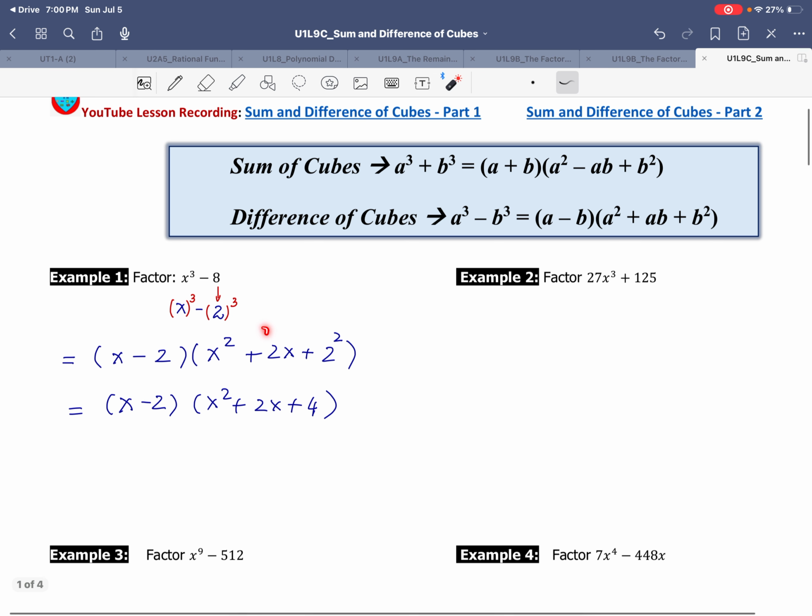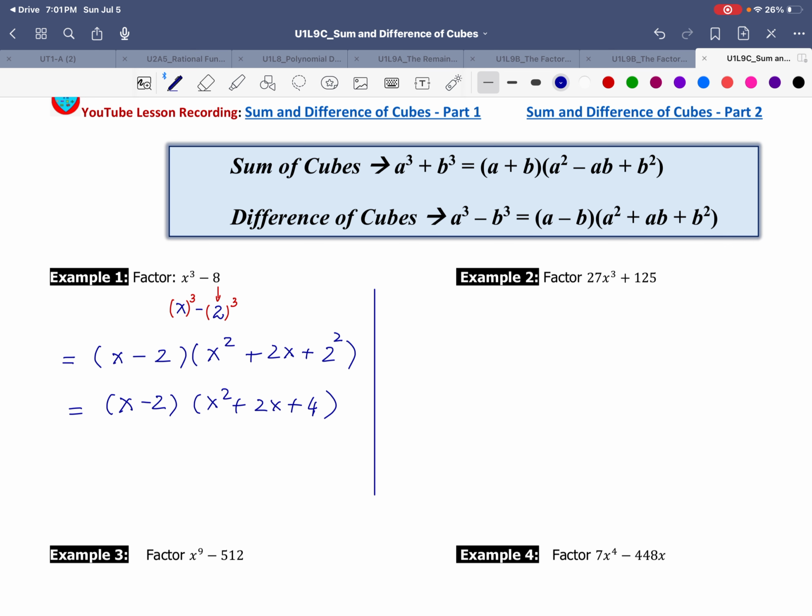If you're wondering whether or not it's necessary to show this step, I would say no. But it's up to you. Sometimes we like to see where the numbers come from, and it gives us more confidence in the process that we're following.